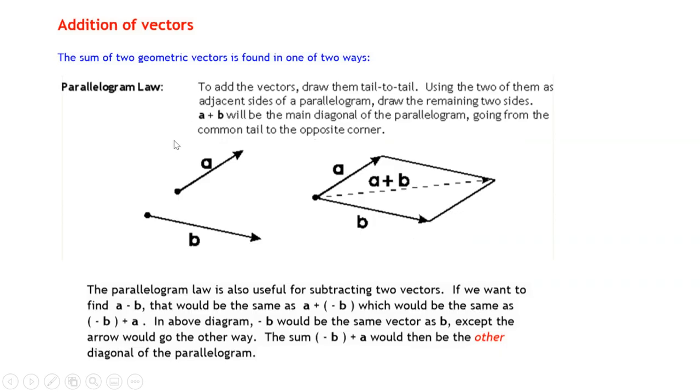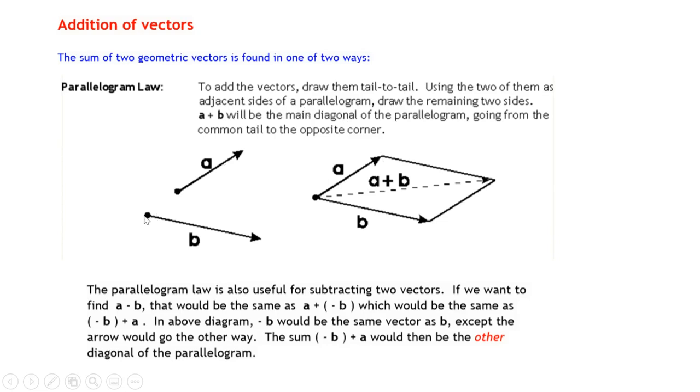So let's start off with the sum of two vectors, which can be found in one of two ways. To add the vectors, draw them tail to tail. So like the vector A and the vector B, again, remember you can use just lowercase letters to represent vectors. Usually the arrow is on top. I kind of left the arrow out just as a matter of convenience, but the arrow should be on each of these lowercase letters. So to add them, we draw them tail to tail and use the two of them as adjacent sides of a parallelogram to draw the remaining two sides.